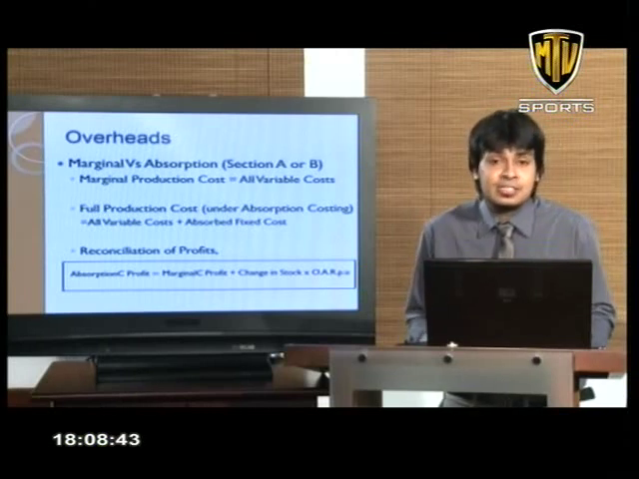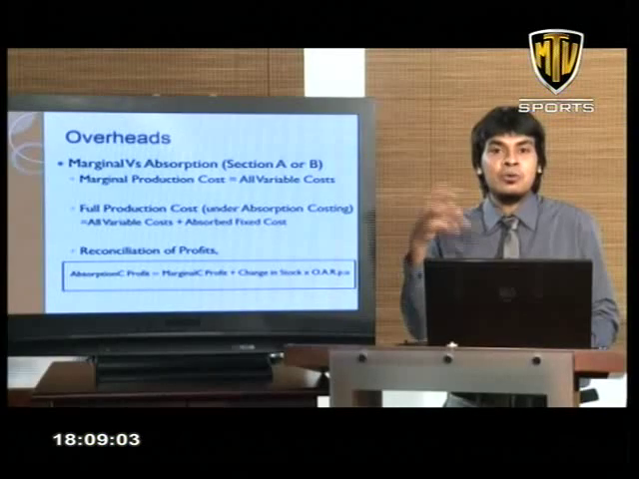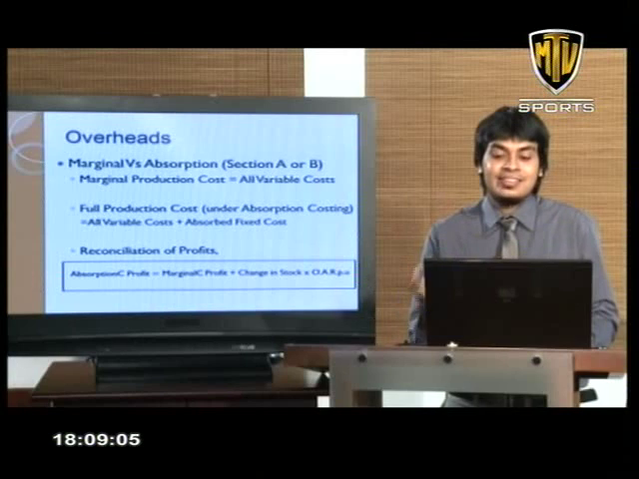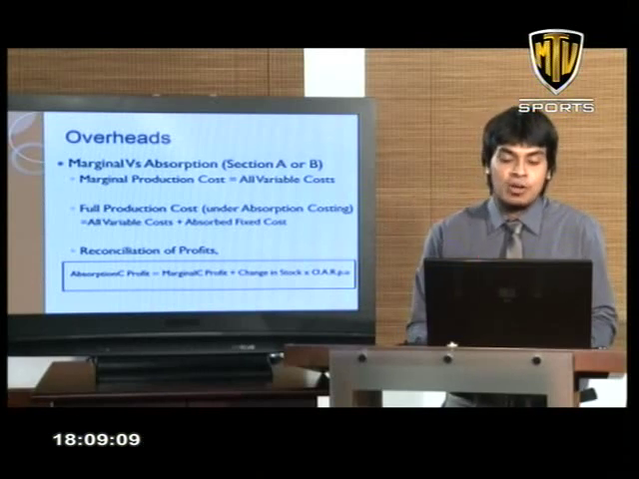A very famous equation, which is shown in your slide, I believe: absorption costing profit is equal to the marginal costing profit plus delta stock. That's the closing stock minus the opening stock multiplied by the overhead absorption rate per unit. What I refer to as overhead absorption rate per unit is the amount of fixed overheads that you will be absorbing to 1 unit of product.